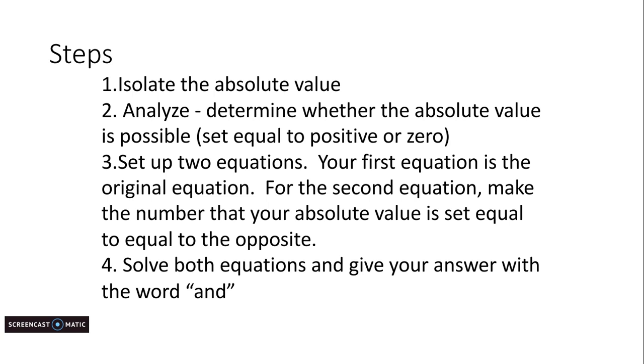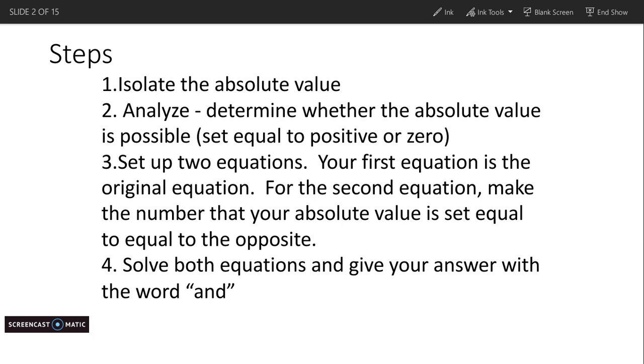First, the absolute value bars have to be by themselves. So if you've got x plus 1 in absolute value, you got to make sure that there's no plus 2 out there, so that the absolute value is by itself. In that case, you could subtract 2 on both sides, and then the absolute value would be by itself, and you'd be done with step 1.